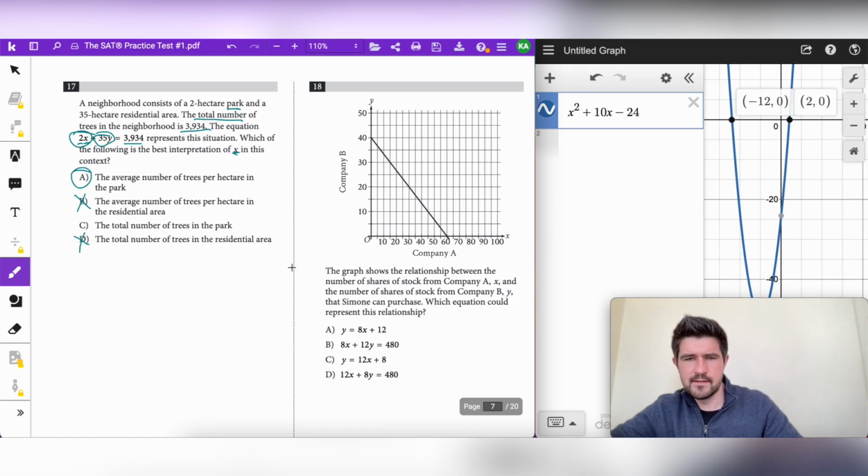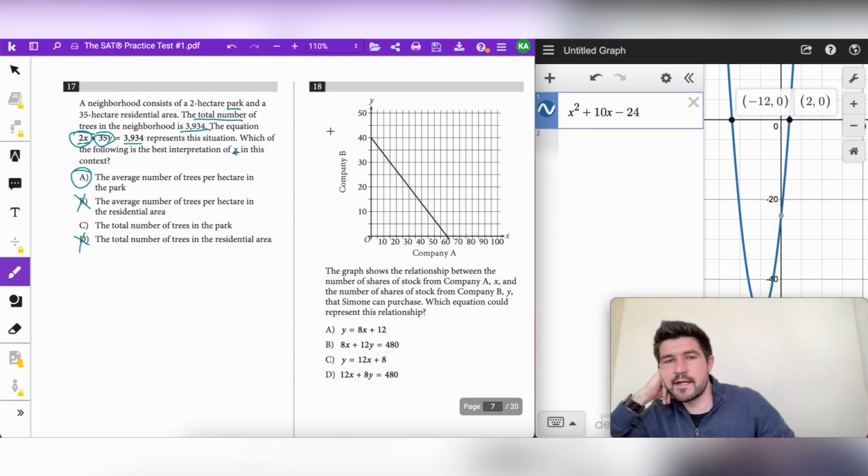Let's see. The graph shows the relationship between the number of shares of stock from company A, x, and the number of shares of stock from company B, y, that Simone can purchase. Which equation could represent this relationship? Okay, so this is a good question. What I would do is I would look at a point on the line, for example, this point up here. That point corresponds to the coordinates 0, 40. x is 0, y is 40. Okay, that's pretty easy.